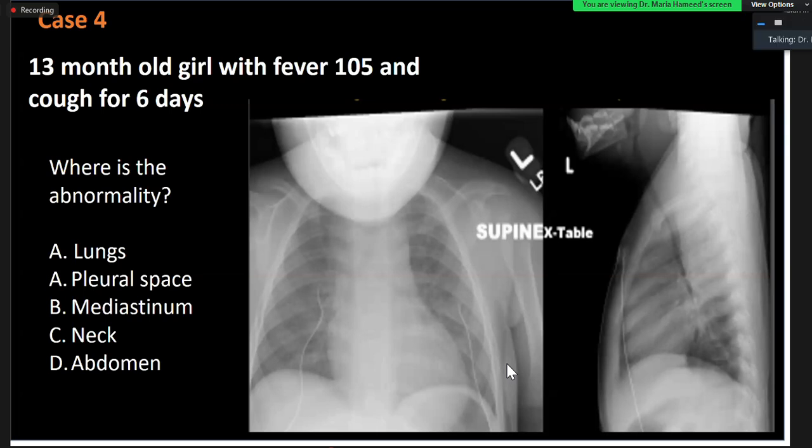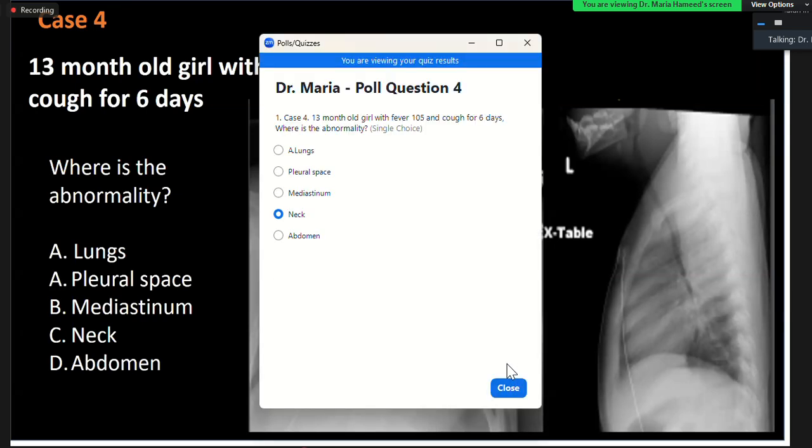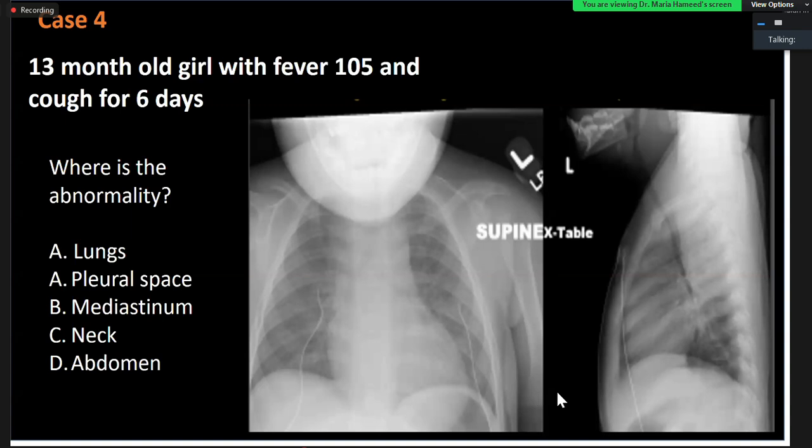Let's activate the poll. Great answer. So just keep on changing. Okay, I'm really happy to see that today we are having a new audience, a very nice audience, and you people are knowing. So the majority thinks this is the neck. You are absolutely right. Excellent approach.